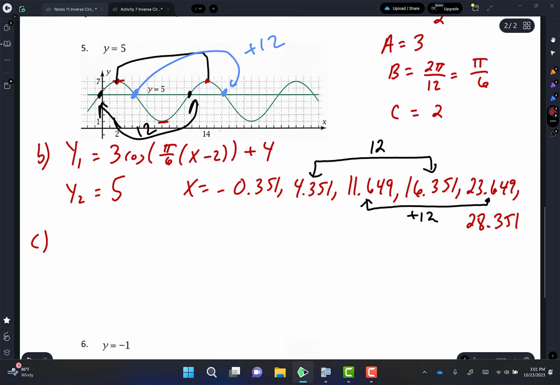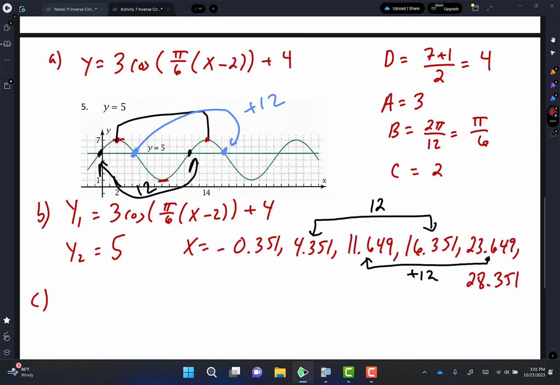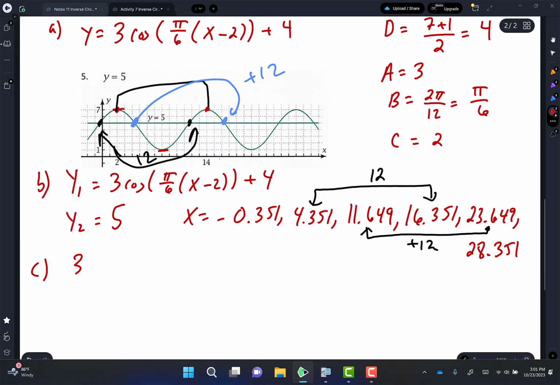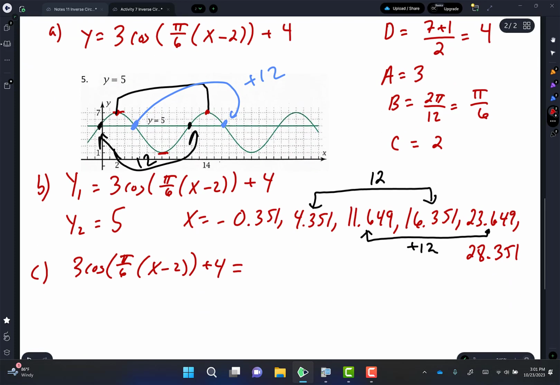We're doing the algebra. We're going slow. Here we go. So all I'm going to do is write the equation. So I'm going to go 3 cosine, parenthesis, pi over 6, close, x minus 2, close, close, plus 4, and this sucker better equal 5. Okay, catch up to there. All I did was set the left equal to the right. Letter C wants you to do it algebraically.